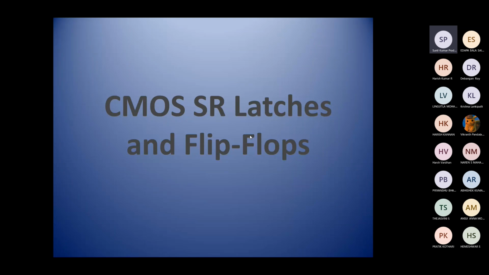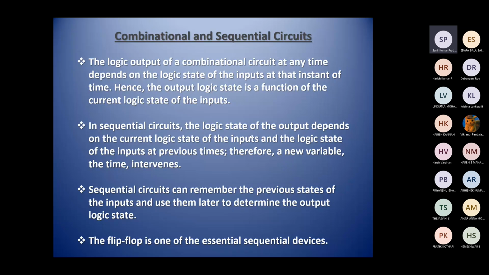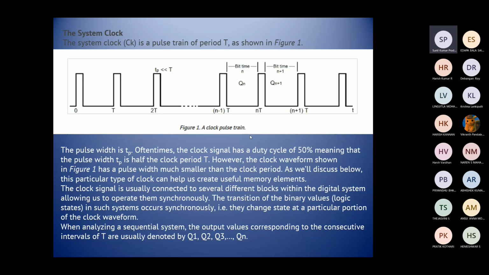Today we have discussed brief details about CMOS SR latches and flip-flops. Then a brief introduction about how a flip-flop operates. Then the difference between combinational and sequential circuits, and how the output depends on the type of circuit we have. In a combinational circuit there is no memory element, but in a sequential circuit we do have memory, so the output depends upon it accordingly.